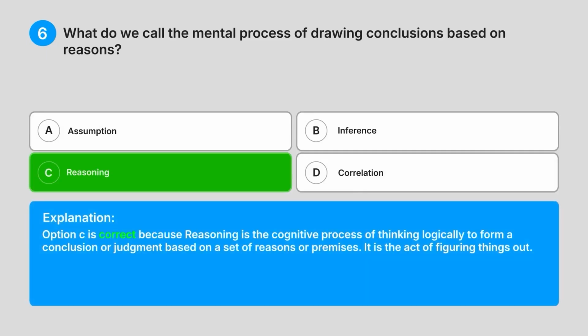Explanation. Option C is correct because reasoning is the cognitive process of thinking logically to form a conclusion or judgment based on a set of reasons or premises. It is the act of figuring things out.